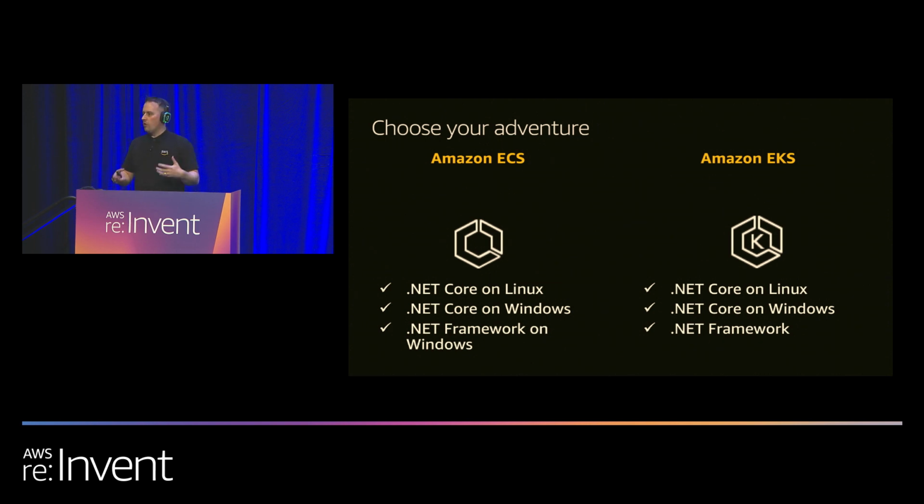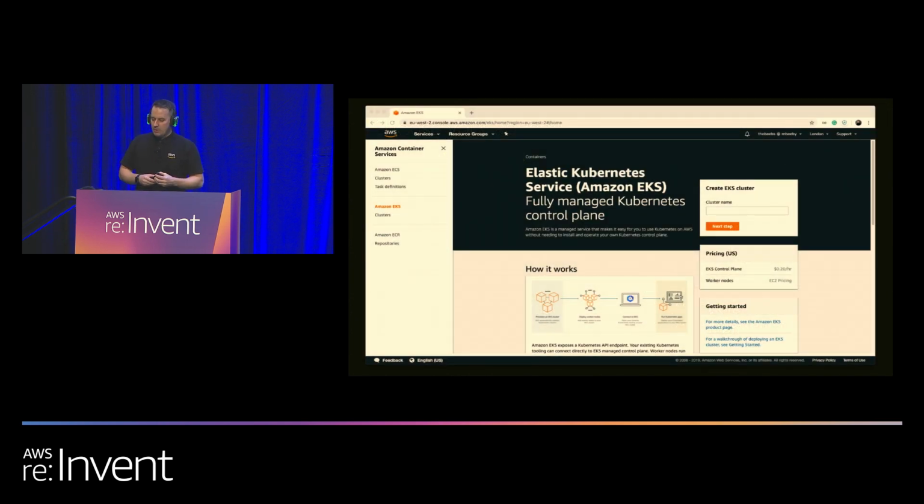So what do we do now? We've got our containers. How do we start using them on EKS? The Elastic Kubernetes Service, or Amazon EKS, is a fully managed Kubernetes control plane.